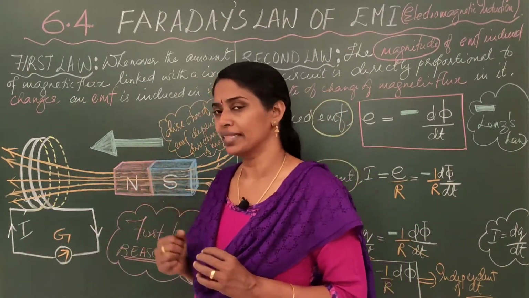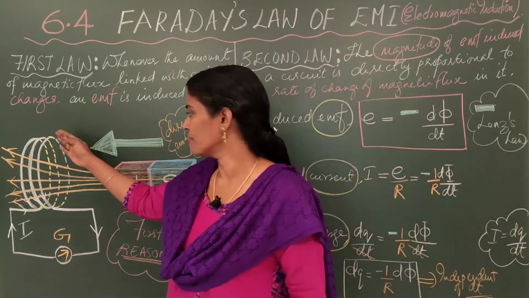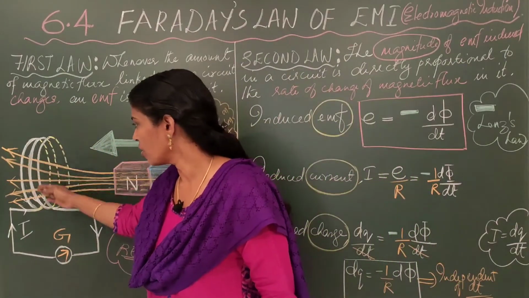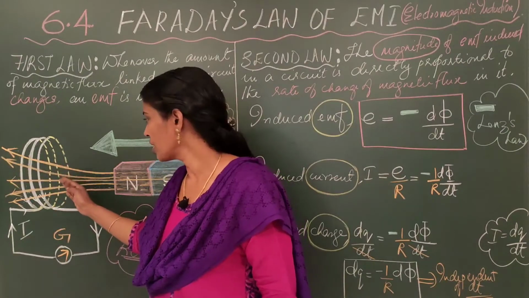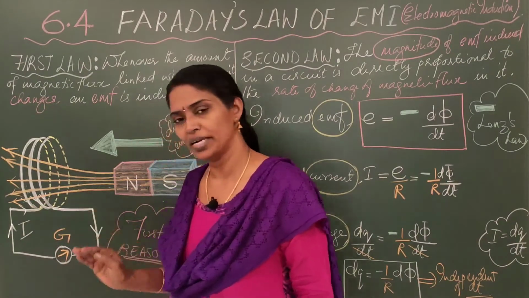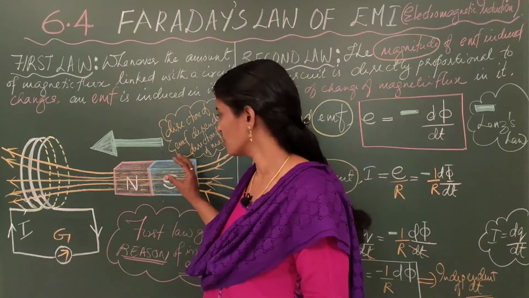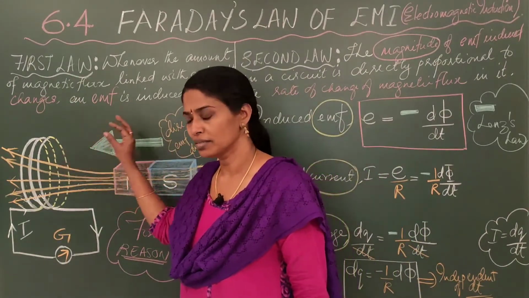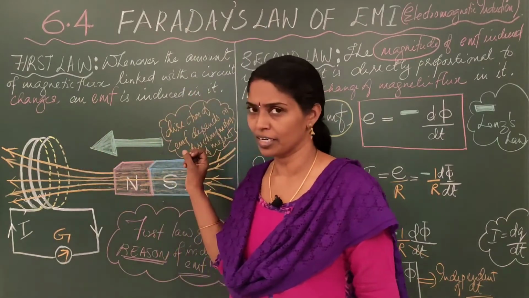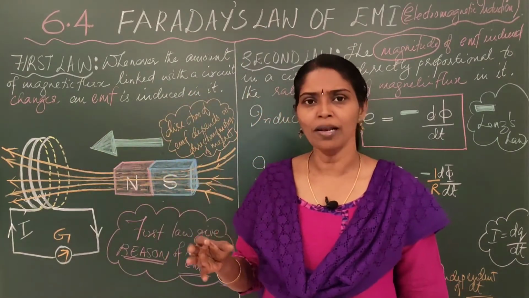The experiment is like this. They had a coil of wire. You can see 3 coils are here, and these 3 coils were connected to a galvanometer, and a magnet was brought close to the coil, then taken back. So the experiment was initially like this.